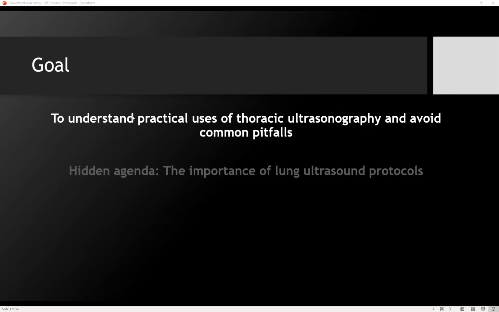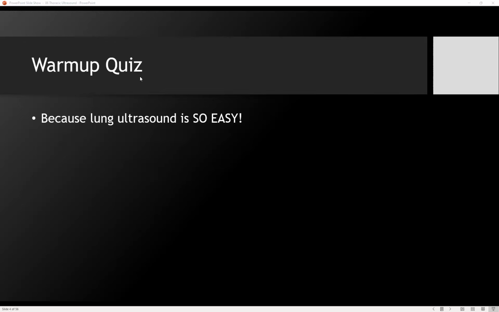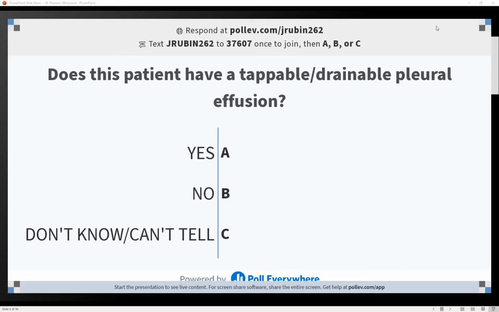Yes. Okay, thank you. All right, so these are our objectives: the ABCs of lung findings and artifacts, and then we're going to focus on using lung ultrasound for pneumothorax, effusion, and pneumonia. We'll go through a few cases and protocols, but because lung ultrasound is so easy, I wanted to start with a brief quiz. I had trouble with the poll software, so I'm doing this a little bit backwards, but please text.